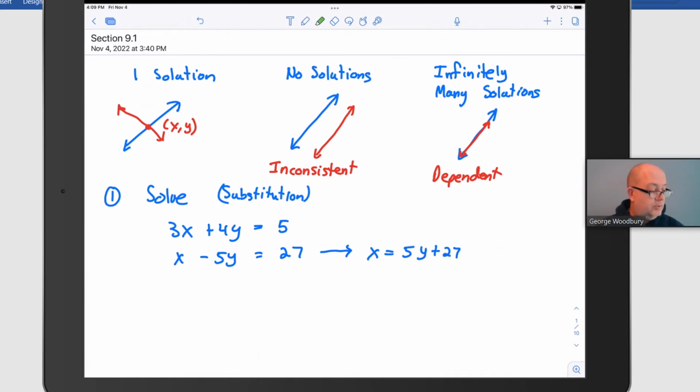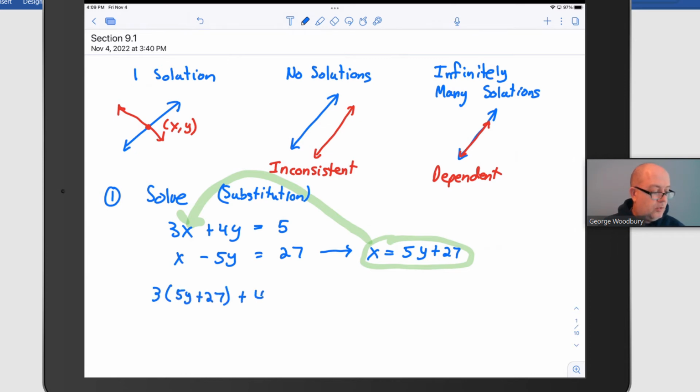And what I want to do is take that equation, which says that x is the same as 5y plus 27, and put it in for x in the other equation, since it's the same as 5y plus 27. That's going to give me 3 times (5y plus 27) plus 4y equals 5. Again, just replacing x by that expression.